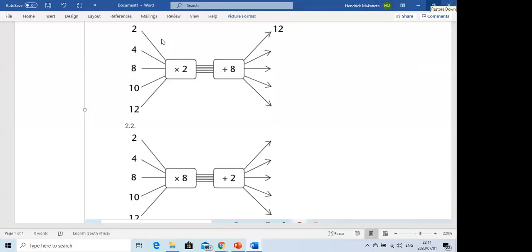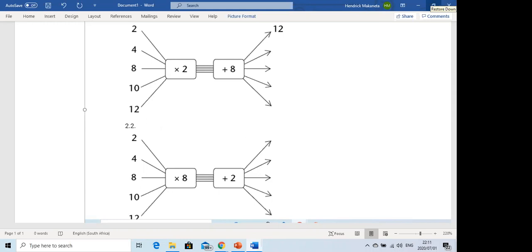So I want us to use the rule just to find the output value there. So let's carry on. I see that some of you are already active in the group chat. Thank you very much, Lesedi. Right, I see the input, rule and output.